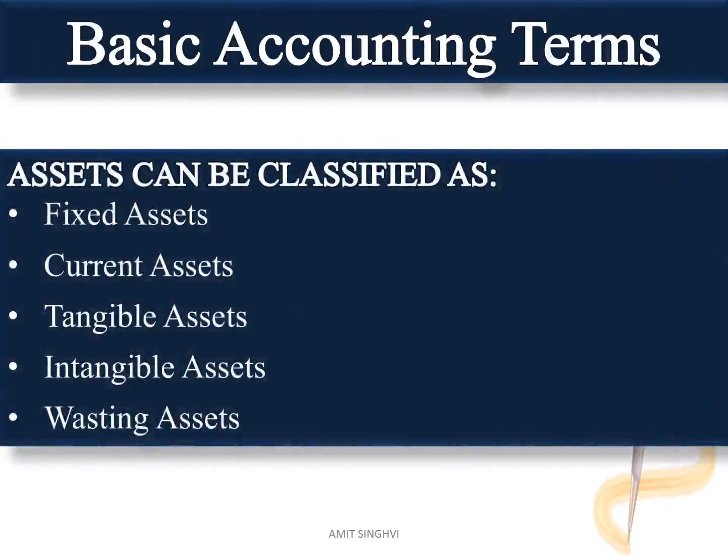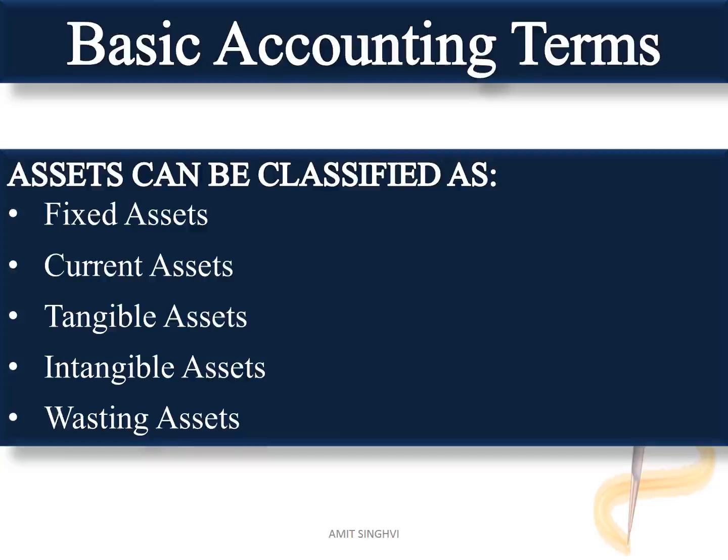Now, assets can be classified as fixed asset, current asset, tangible asset, intangible asset, and wasting asset. Fixed assets are those whose benefit will be received in future. Like for example, for a manufacturing industry, plant, machinery, land, building, furniture, computer, these all come under fixed assets.